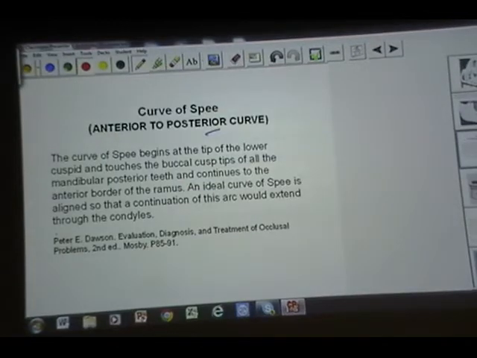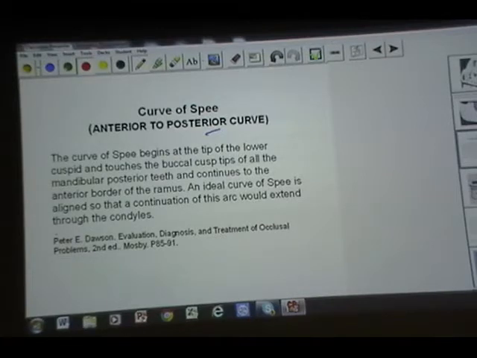All right, so all of these things, you might have talked about these when you were doing dental anatomy last semester. All of these things have been studied, in particular in relationship to how they relate to the dentition. There was this guy, Spee, who created this anterior-posterior relationship between the tips of the lower cuspid and touches the buccal cusps of all the mandibular posterior teeth and continues to the anterior border of the ramus of the mandible. Okay, so it actually comes up there. The curve of Spee is aligned so the continuation of this arc will extend through the condyles.